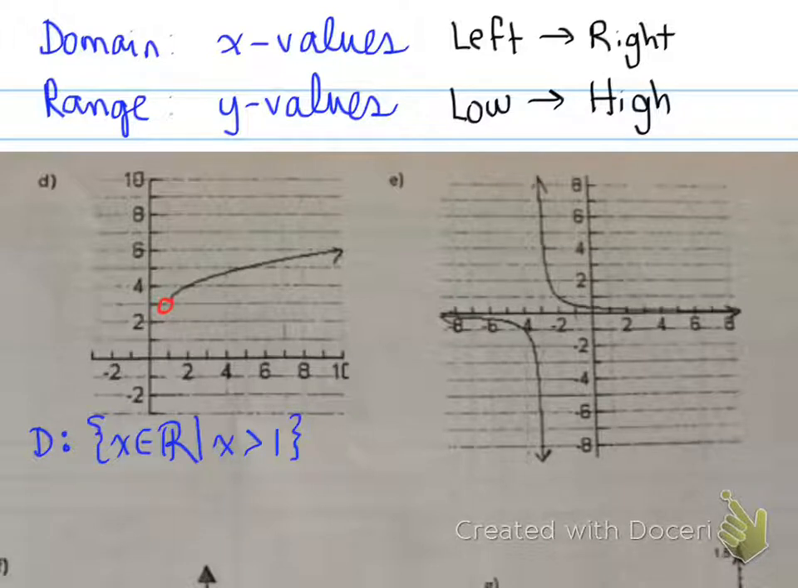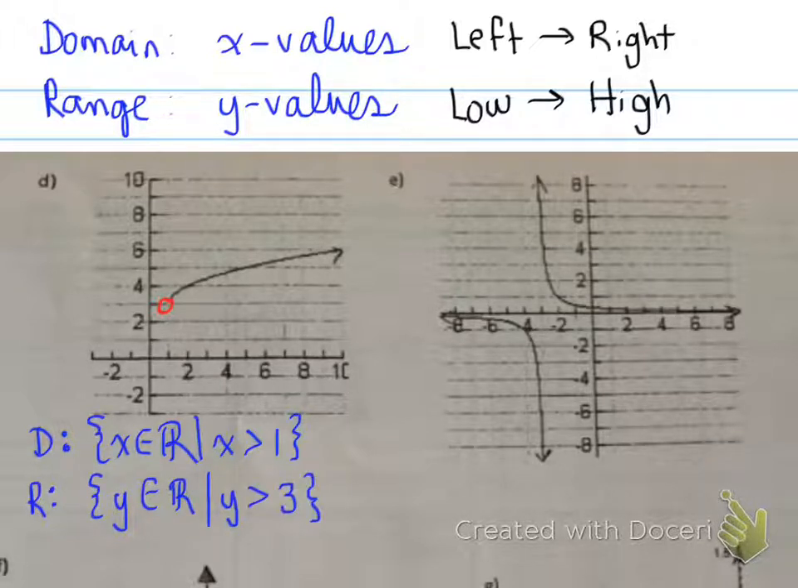Now, the range: how low does this function go? It starts as low as 3, very close to 3 but not exactly 3, and goes up to infinity. So y belongs to the reals, such that y starts at 3 and goes to infinity. That means y is greater than 3. Close the bracket.